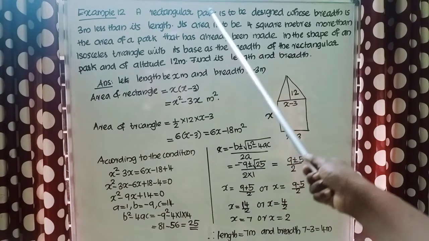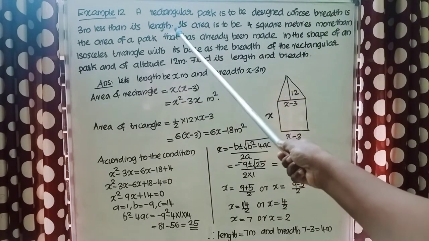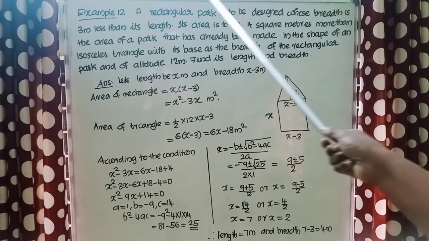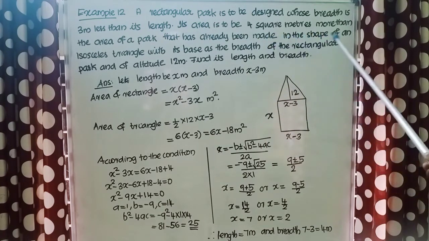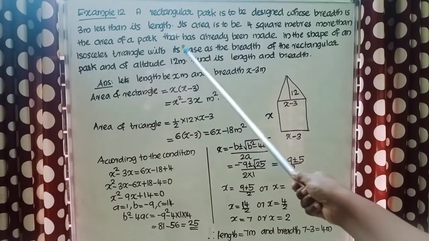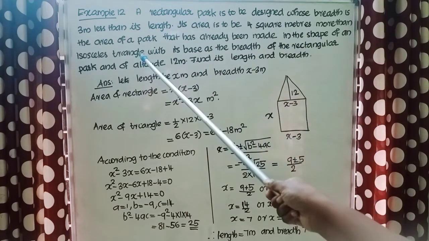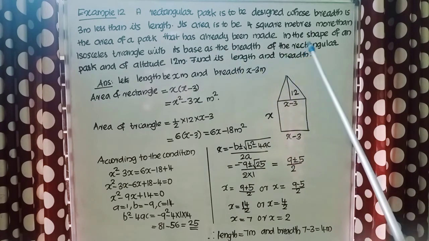A rectangular park is to be designed whose breadth is 3 meters less than its length. Its area is to be 4 square meters more than the area of the park that has already been made in the shape of an isosceles triangle with its base as the breadth of the rectangular park and of altitude 12 meters. Find its length and breadth.